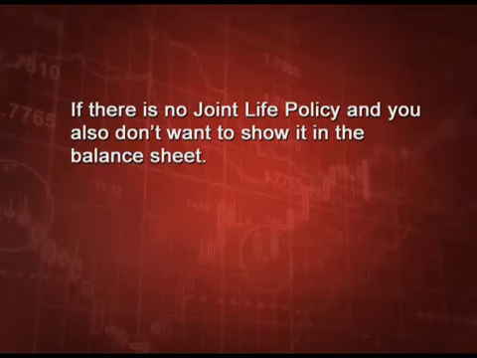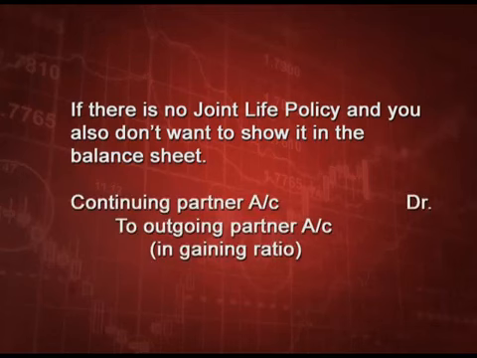In the second case, if there is no joint life policy and you also do not want to show it in the balance sheet, then you have to pass an adjusting entry similar to the goodwill entry. Oh yes, that was continuing partners' account debit to outgoing partner's account in the gaining ratio. This was the same as in goodwill.